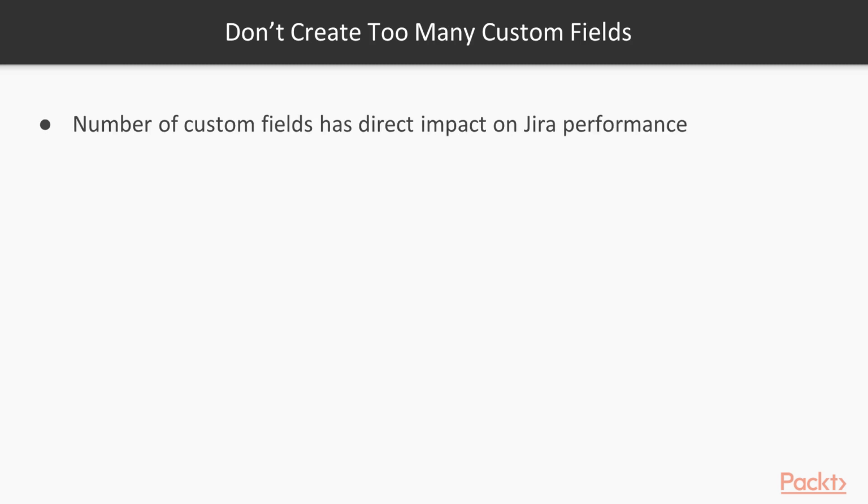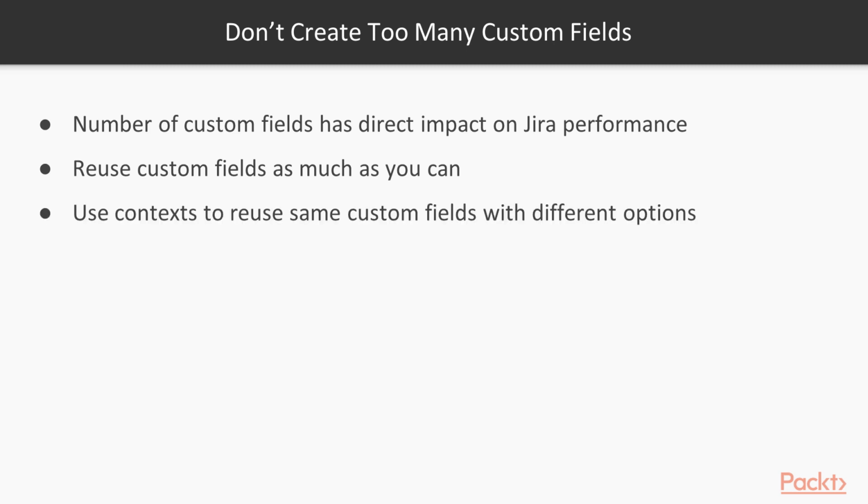Don't create too many custom fields. The number of custom fields has a direct impact on Jira performance. Avoid creating too many custom fields in your instance and try to reuse the custom fields as much as you can. For example, don't create a custom field for only one project. Whenever you are creating a new custom field, try to see if that field can also be used in other projects. And that is why there is a concept of a context that will let you reuse the same custom field with different options. So this is quite valid for a custom field of type select list.